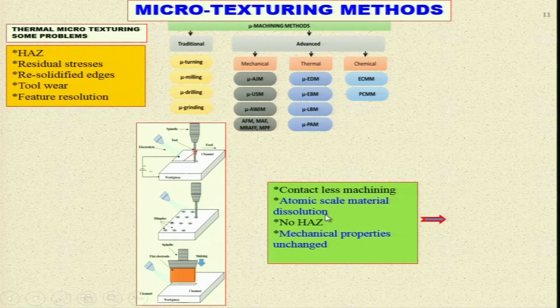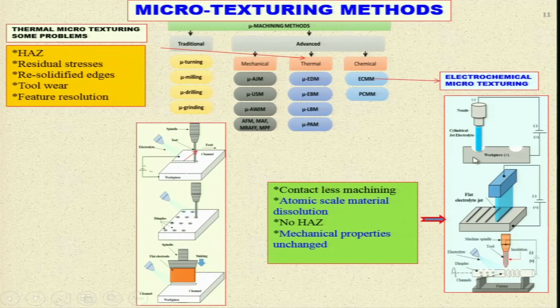Atomic scale material dissolution, that we have already seen in electrochemical micromachining. There is no heat affected zone in electrochemical micromachining, and mechanical properties remain unchanged because there are no forces acting on the workpiece. There is no heat generation on the workpiece. The only thing is the workpiece material should be anti-corrosive, otherwise it will get damaged.